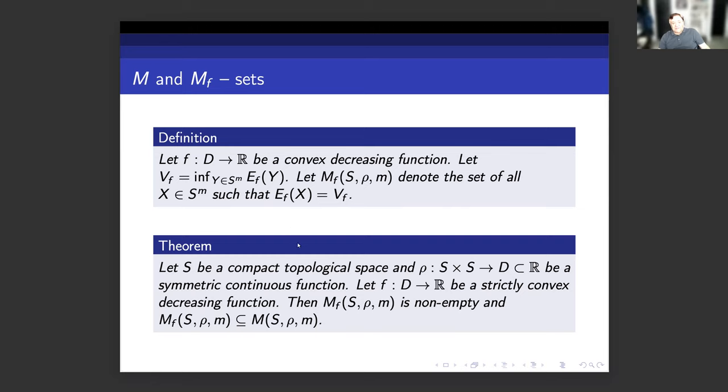Let us consider, the question is, we already defined the set of all possible optimal configurations, like energy, right, for any f. How are these optimal configurations, optimal M sets with respect to f, related to M sets? The answer follows from the following theorem, but in this case we have more restrictions: S has to be a compact topological space.